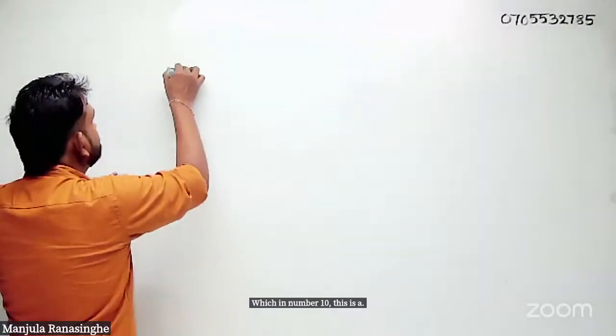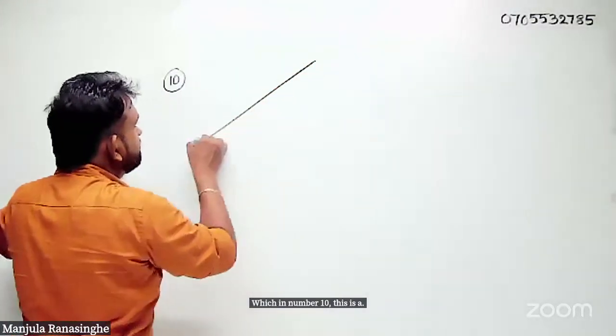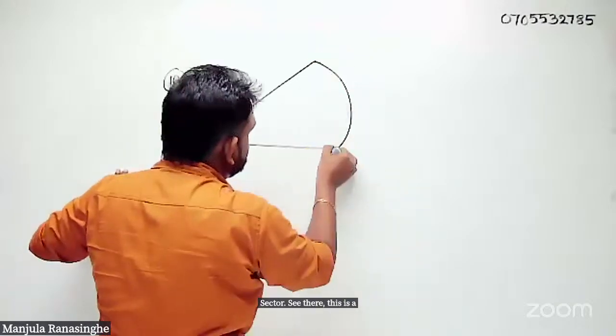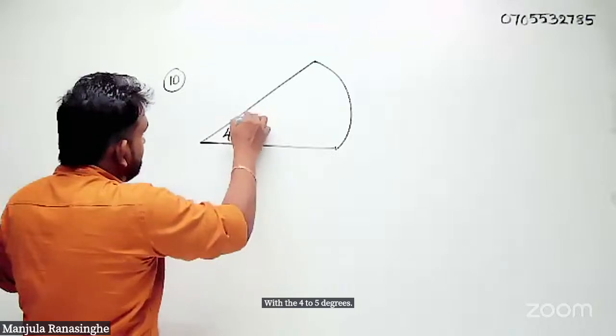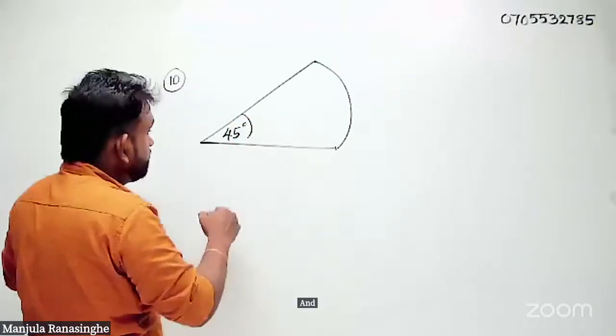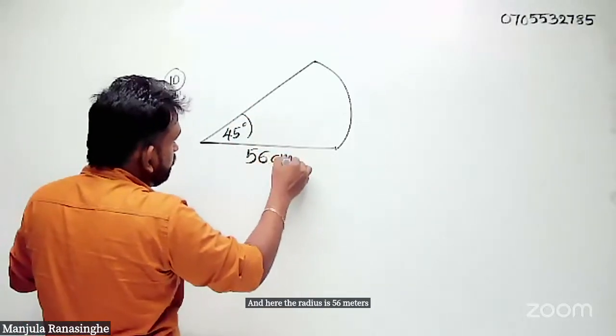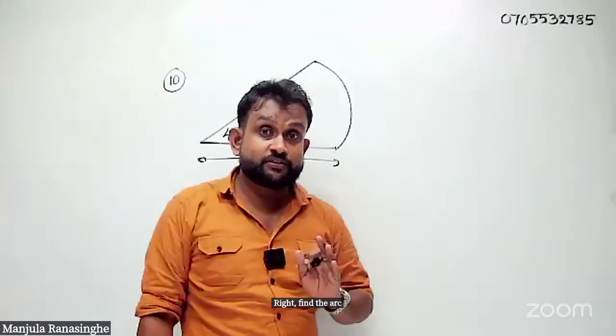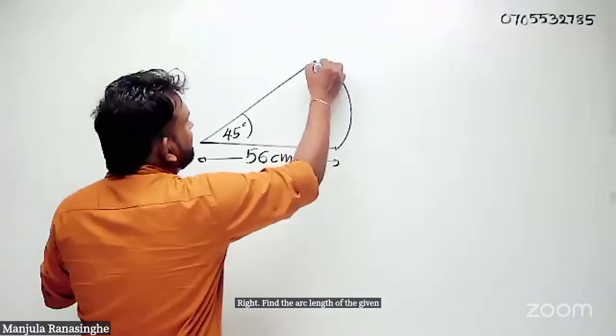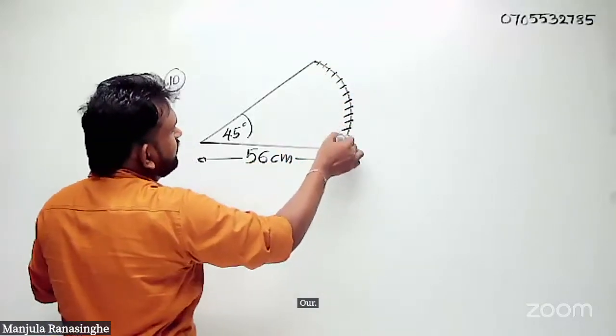Question number 10. This is a sector with 45 degrees, and here the radius is 56 centimeters. What they are asking here is: find the arc length of the given sector. Arc length is this length, right, to be given.